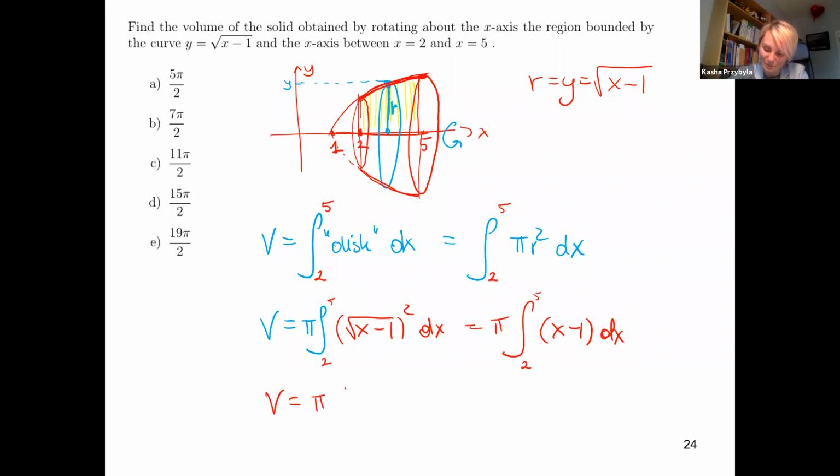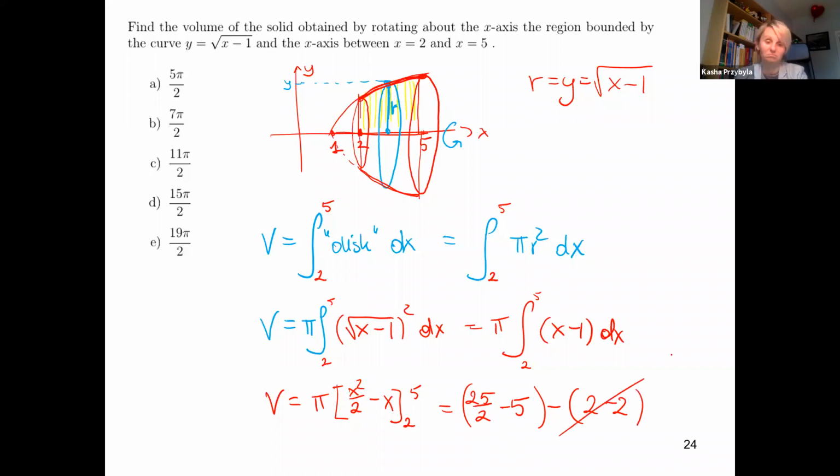Let's try. What's the integral of x minus 1? Integral of x, and the integral of 1, of course, is x. Okay, let's see if we can get the answer. First of all, we're substituting 5: 25 over 2 minus 5. And then we're substituting 2: 4 over 2, 2 minus 2. Oh, actually 0. 25 over 2 minus 5, and I lost my pi.